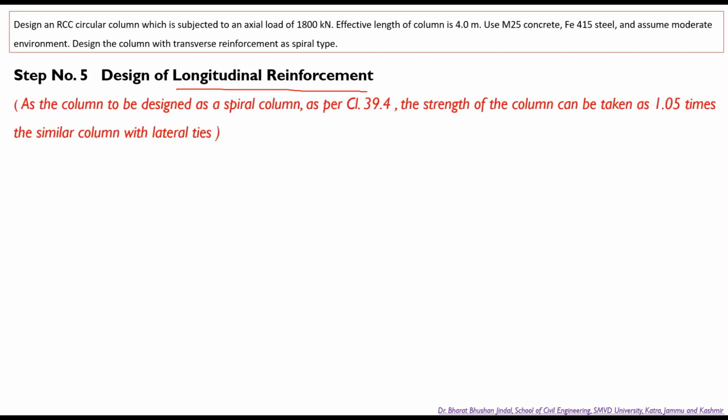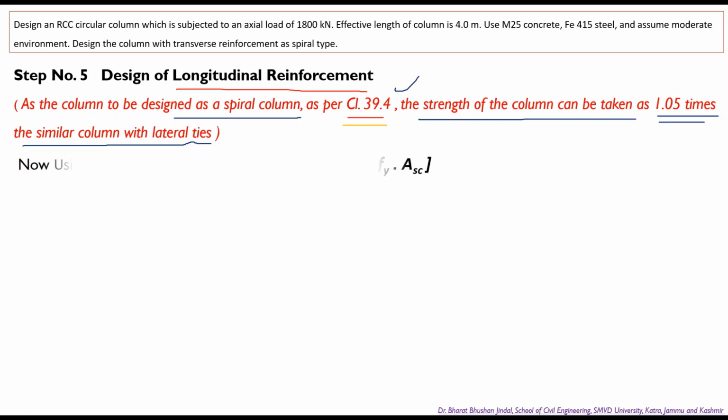Now here another important and interesting aspect is that if you refer to clause number 39.4, that clause says that if you have to design a circular column as a helical column, that means the transverse reinforcement is helical type, so it is a spiral column, then as per this clause the strength of the column can be taken as 1.05 times the similar type of column with lateral ties. So if you are designing a spiral column, it will have higher load carrying capacity. That's why we are multiplying it with 1.05.